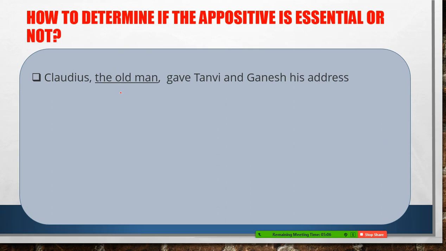The old man here is the appositive phrase. Miss, what is the appositive phrase? It's a phrase that describes or modifies a noun that is so close to it, like this. And it follows the primary noun.